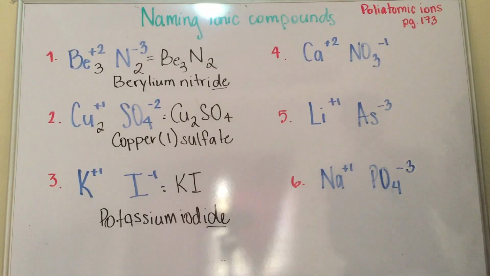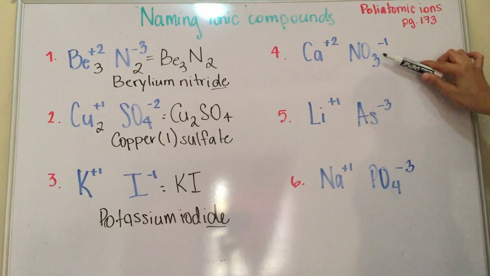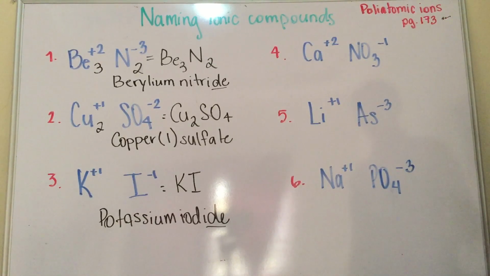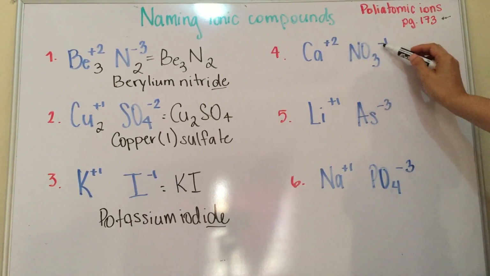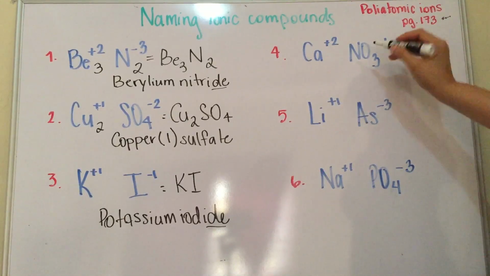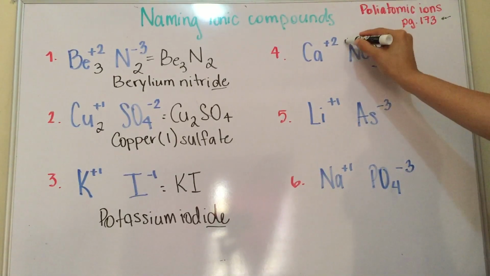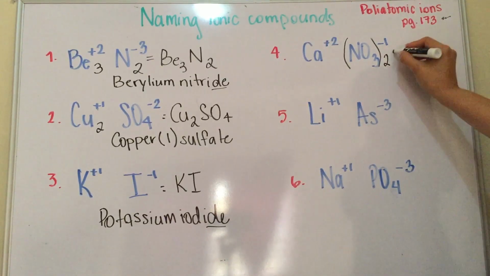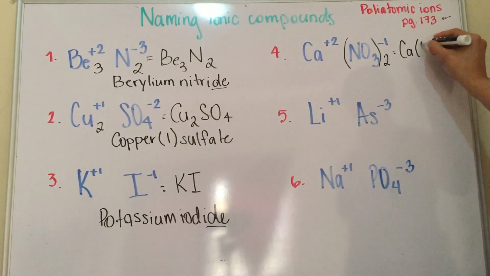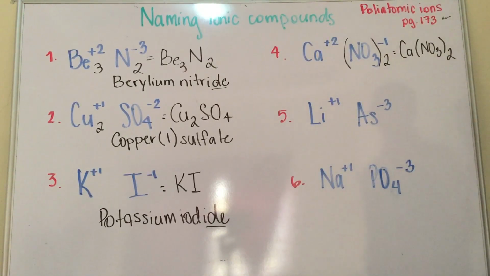Then on the other hand, on number 4, we have calcium, and we have NO3, which is a polyatomic ion. Check on page 173 to see the name of NO3, which is nitrate. So I have a 2 here, and I have a 1 here. I need to make this one a 2. But since this already has a number here, I cannot just put it. I need to open parenthesis, and I put a 2. It's 2 times 1, it's 2. So this one's going to look like calcium, I open parenthesis, NO3, I close parenthesis, and I put the 2 there.